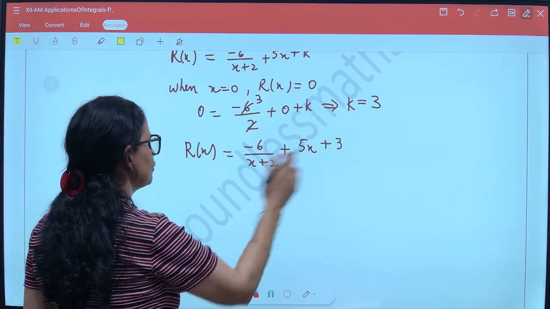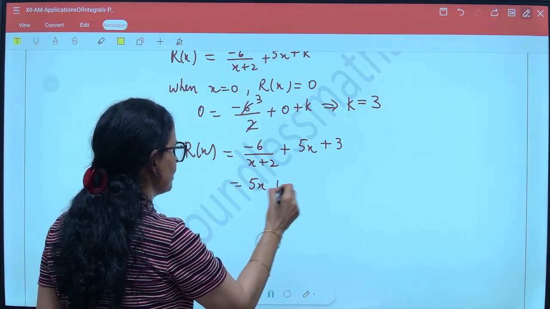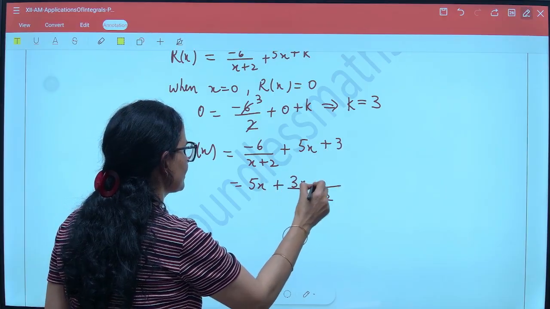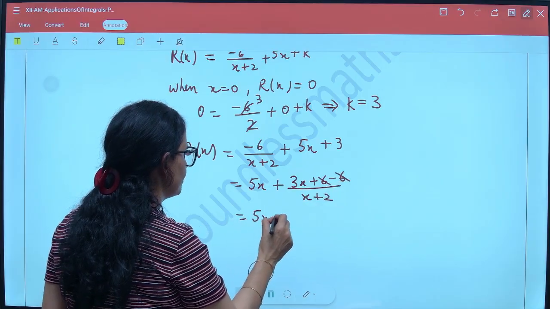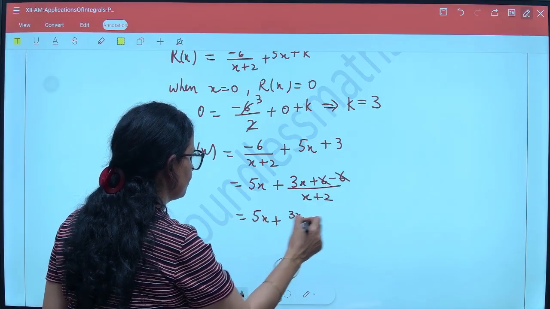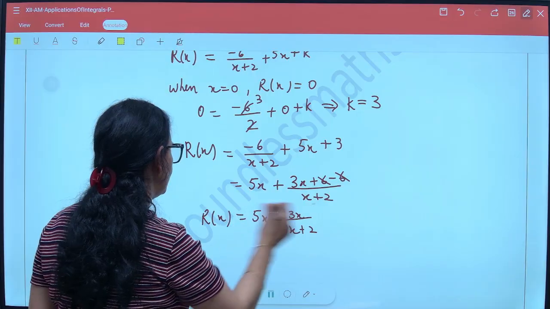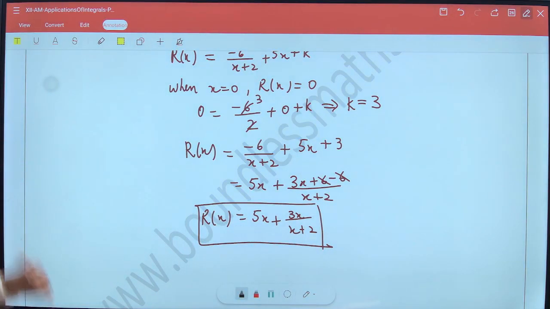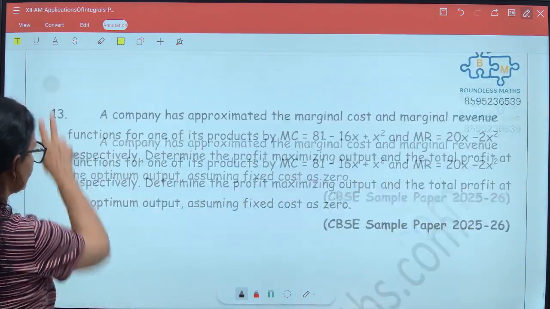Ideally you should club these two terms, the constant of integration and this expression. So it becomes 5x plus, let's take the LCM, 3x plus 6 minus 6. And the final answer is 5x plus 3x upon x plus 2. So this is the total revenue function. So I hope you understood till here. Let's move to the next question.